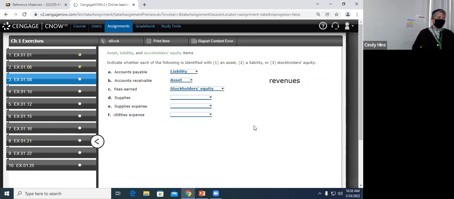So we use them in the normal course of business. The supplies account represents the amount that we currently have on hand. So it's an asset. Assets are things that we're going to use to run our business, to help us make money.